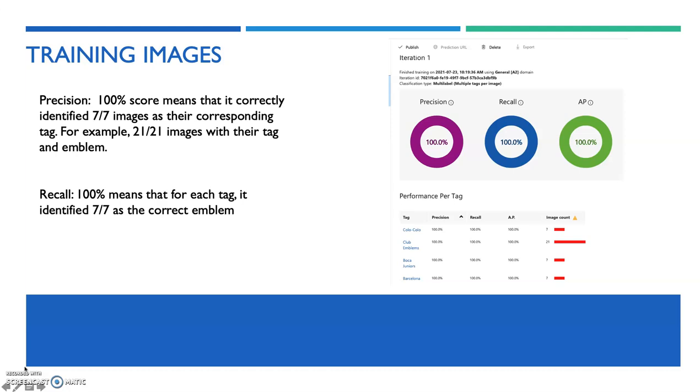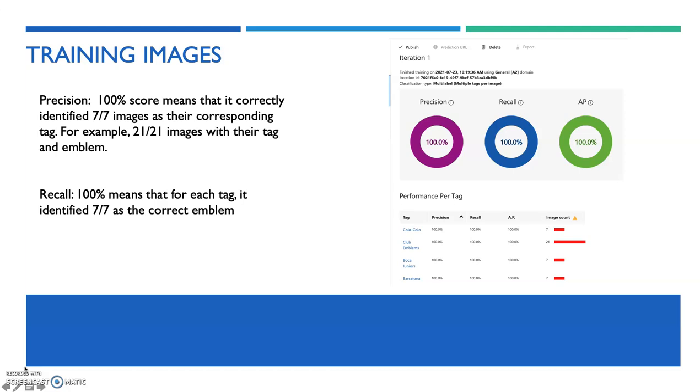identified correctly. So Barcelona, all 7 images were Barcelona images. That's how it identified them. It didn't say it was Boca or Colo Colo. Recall 100 means that for each tag, it identifies 7 out of 7 in the correct emblem. So pretty much recall is for each individual club tag, and then precision would be for overall. And then AP would just be average precision.